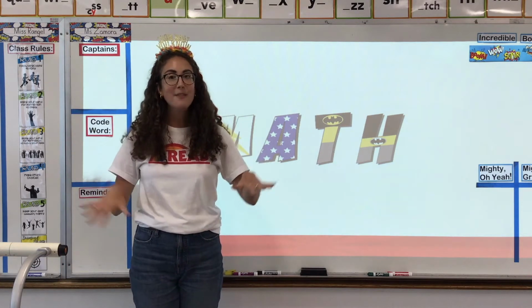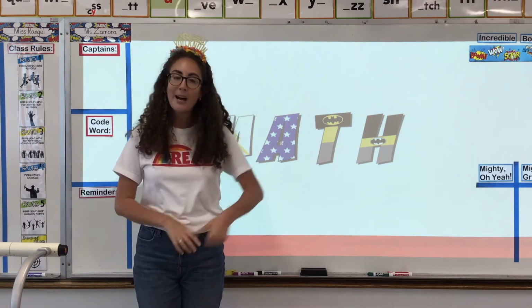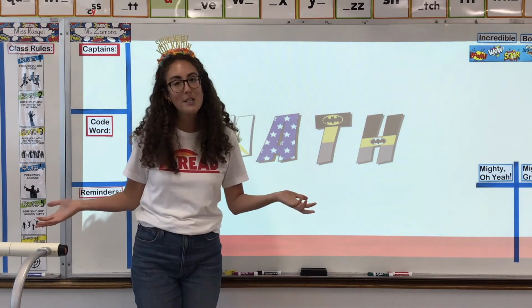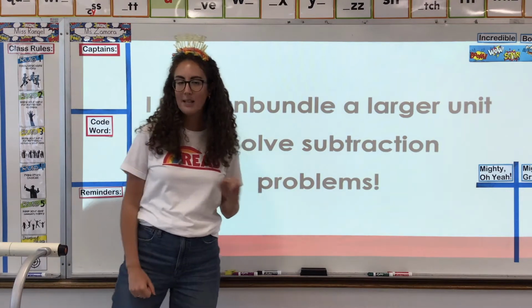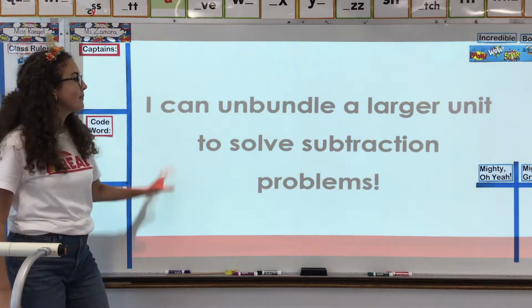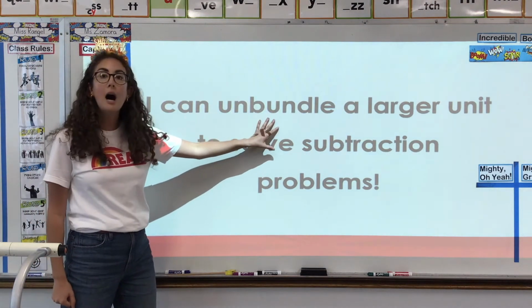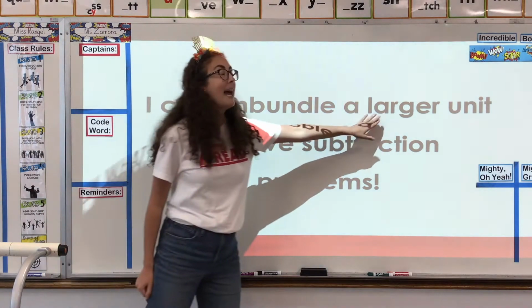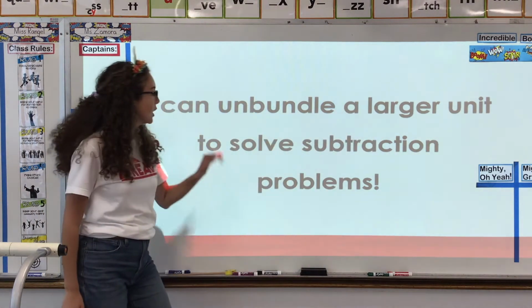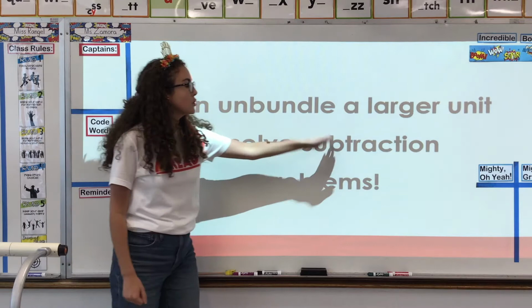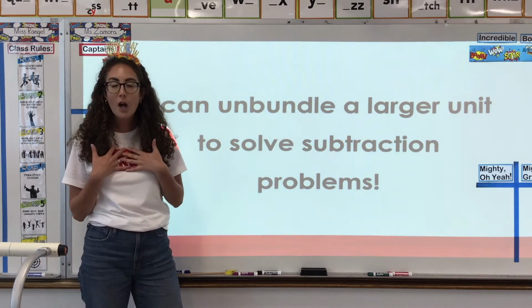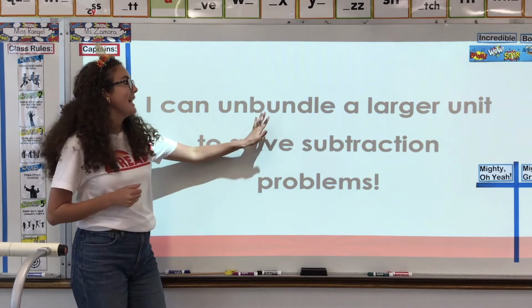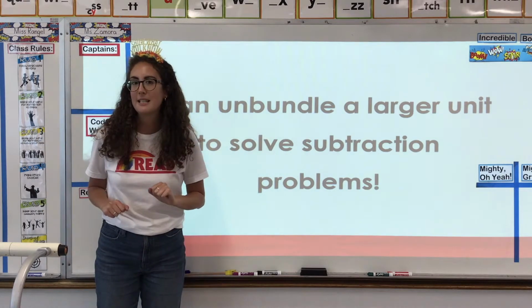So when you have those nice tools out, let's check out our learning target from yesterday and remind ourselves what our goal is. It says, I can unbundle a larger unit to solve subtraction problems. Remember, our job to solve subtraction is unbundling.